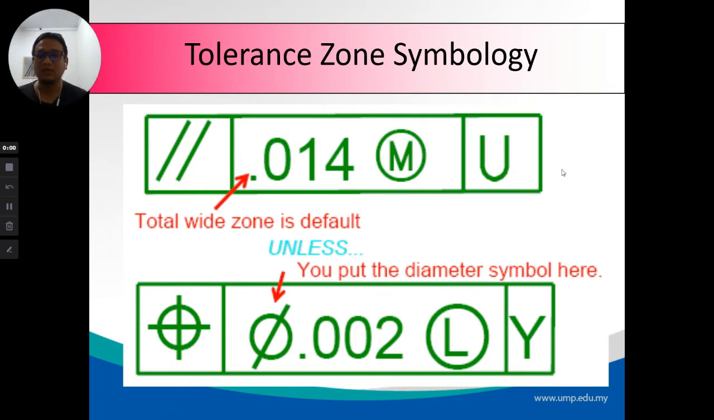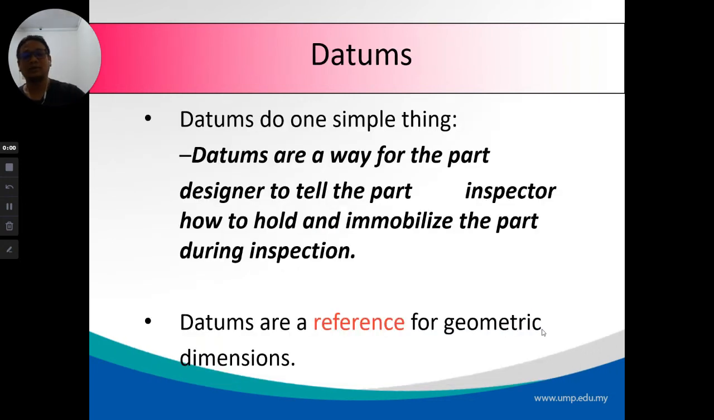Now you know a couple of things inside this box already. This one is parallelism, total wide zone of 0.14, maximum material condition, U is the datum. And this is position, where you put the diameter here, so it's a total cylindrical zone of 0.002 with least material condition, at datum Y.